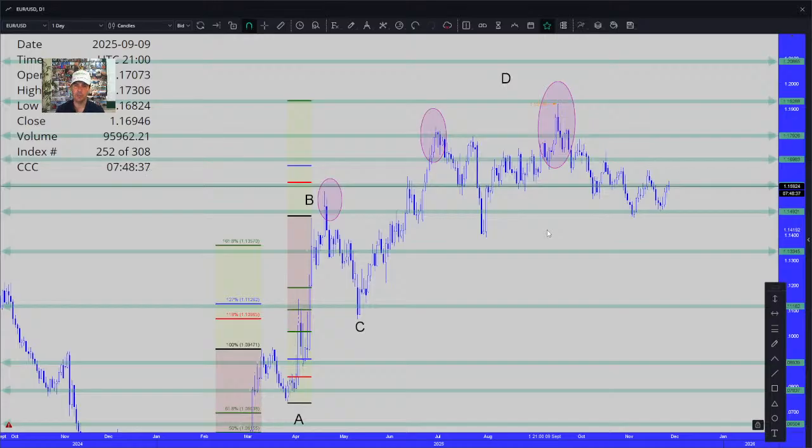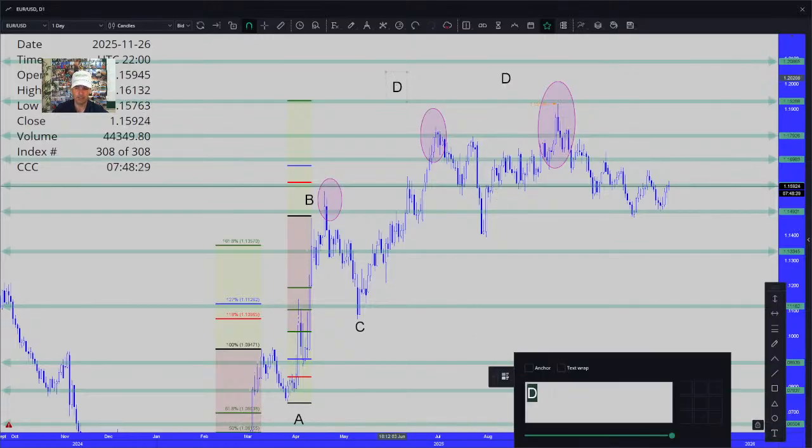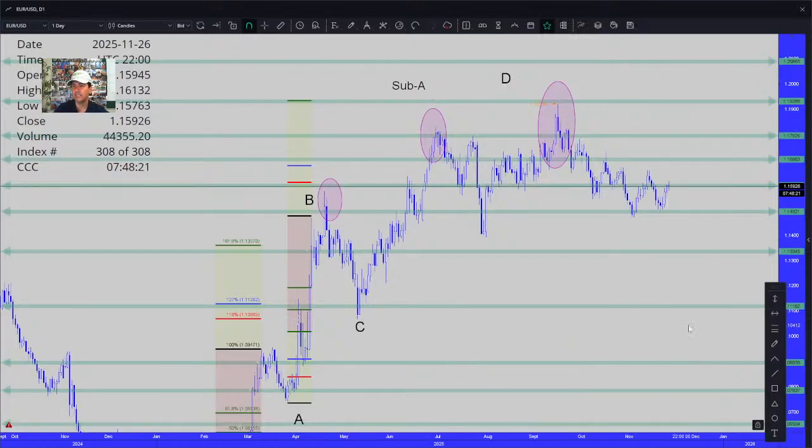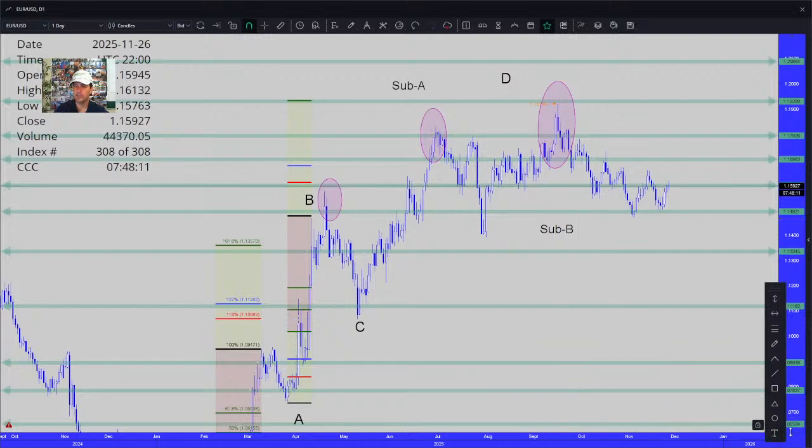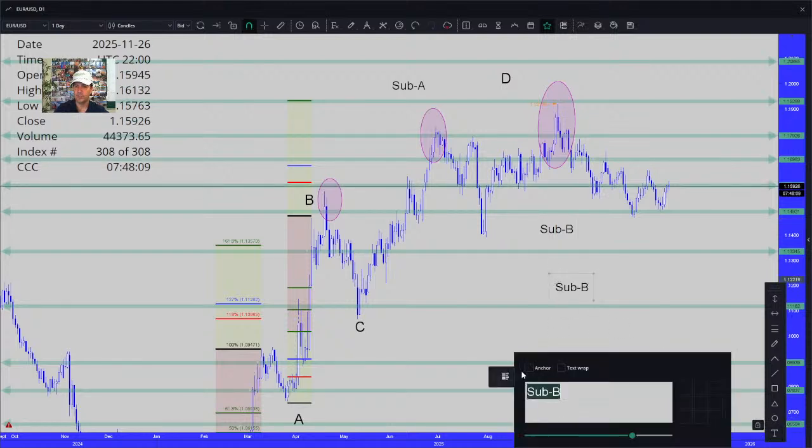Last question for today, then we are free, everybody. Where will you start your sub A, sub B, sub D, sub C? Give me a second. Almost forgot. Sub A is here, and sub B, right? Sub B, and sub C.